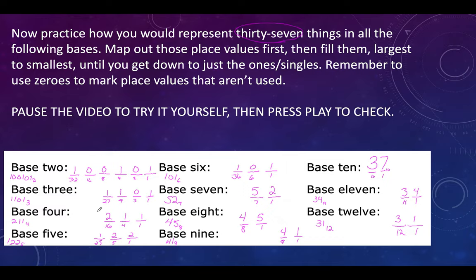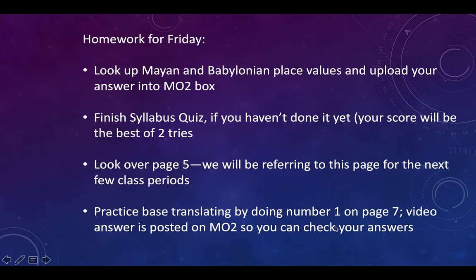All right. So what you notice too is that as the bases get larger, the representation of your same number gets smaller, because each of these buckets is small, small, small. So we keep having to use the bigger buckets in order to represent the numbers. So this number looks really long in base two, but it looks very small in base 12. Okay. All right. So next slide here.